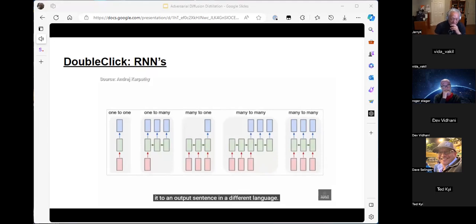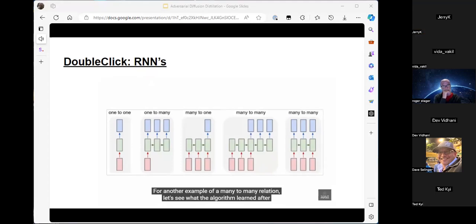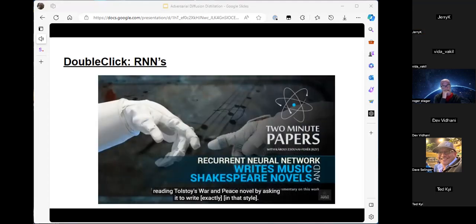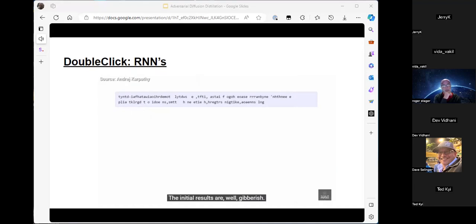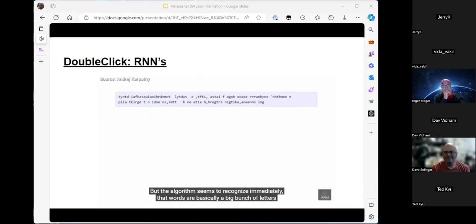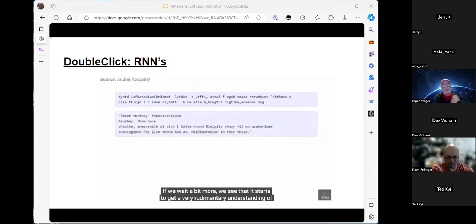Examples of this can be machine translations that take an input sentence and translate it to an output sentence in a different language. For another example of a many-to-many relation, let's see what the algorithm learned after reading Tolstoy's War and Peace novel by asking it to write exactly in that style. It should be noted that generating a new novel happens letter by letter, so the algorithm is not allowed to memorize words. Let's look at the results at different stages of the training process. The initial results are, well, gibberish. But the algorithm seems to recognize immediately that words are basically a big bunch of letters that are separated by spaces.